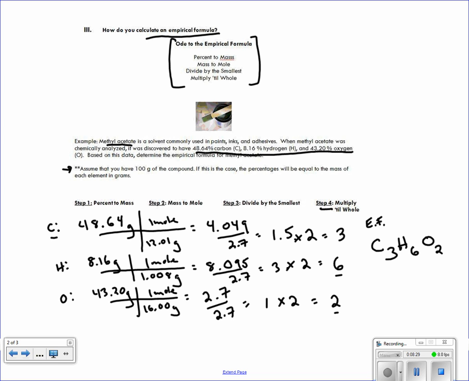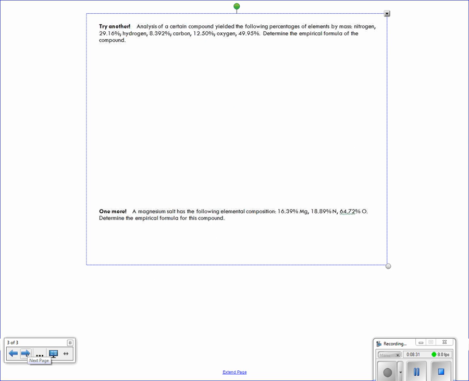Okay, we're going to try one more together. Okay, so let's take a look here. In this one, again, same kind of thing. We're given a certain compound that yielded the following percentages of elements by mass. So we're told we have nitrogen, hydrogen, carbon, and oxygen. So this one is good only because we have a lot more elements to work with. Okay, so I'm going to designate one line for each of the 4 elements involved.